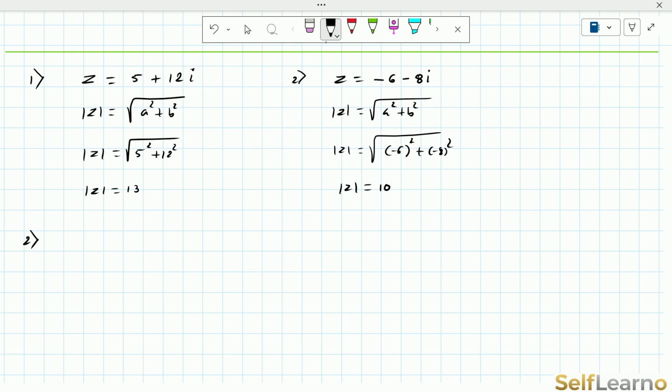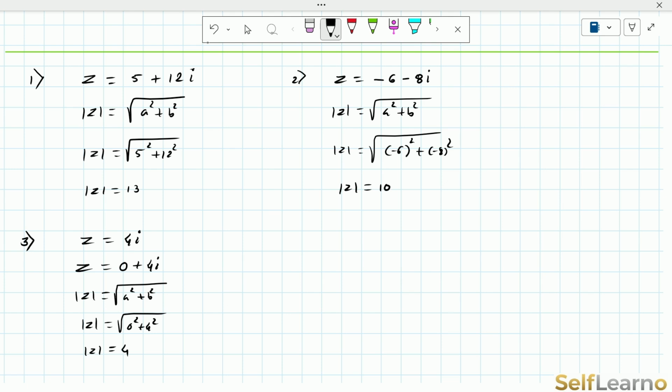Let us take a special example, a purely imaginary number. z is equal to 4i. How can I find the modulus of this complex number? You can think in this way, z is equal to 0 plus 4i. So modulus of z is under root a square plus b square, so modulus of z is under root 0 square plus 4 square. So using a calculator or directly you can write modulus of z is equal to 4.